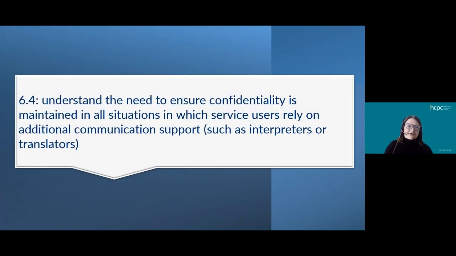As we move towards Standard 6 of all of the standards for all professional groups, this is our confidentiality standard, about how we understand the importance of and how we maintain confidentiality. And we have some strengthened statements in here about registrants' awareness of working with people who have communication support needs, who may have additional people present, such as interpreters, support members, family, translators, that type of thing.